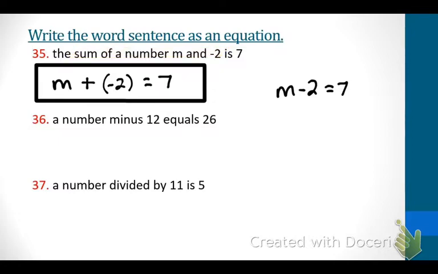Number 36 says a number minus 12 equals 26. Jordan, what did you write? You could put any variable because it doesn't specify.